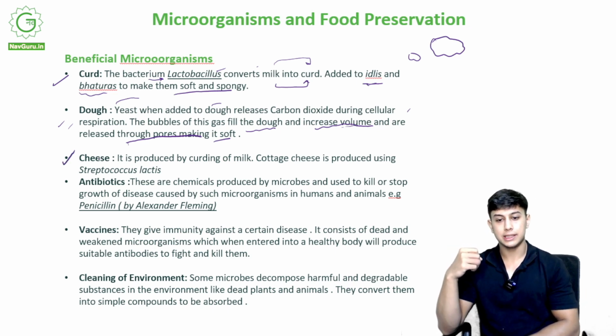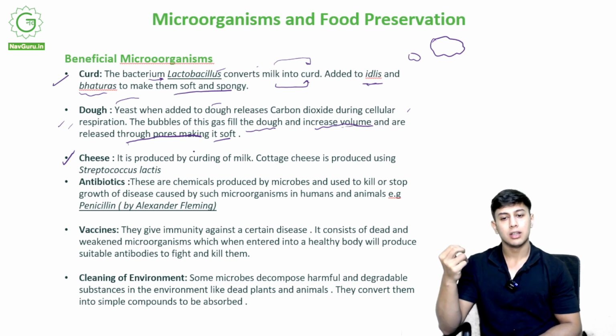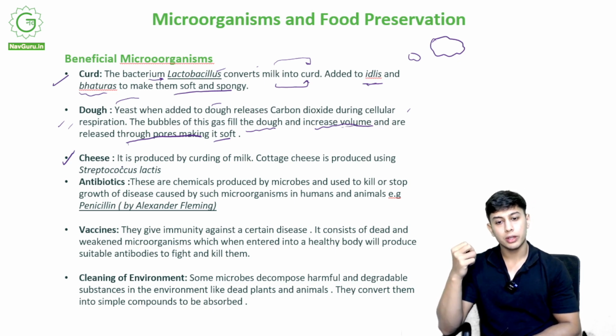Now we come to cheese. What is cheese? We all consume cheese in pizzas and bread and whatnot. It is produced by curding of milk. Cottage cheese is produced using Streptococcus lactis. This is also a bacteria that is used to make cheese, cottage cheese like paneer, and the name of the bacteria is Streptococcus lactis.